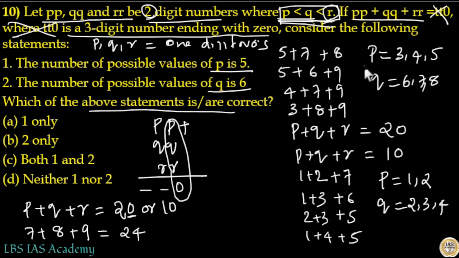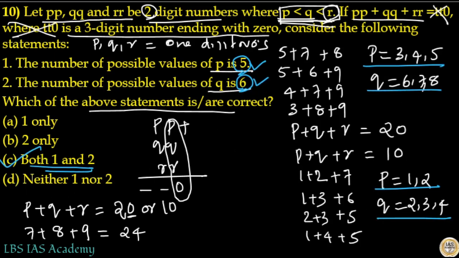Then the P values are 5, which is correct. So statement 1 is correct and the Q values are 3 plus 3, 6, which is also correct. So statement 2 is correct. Option C is your answer. Both the statements are correct.